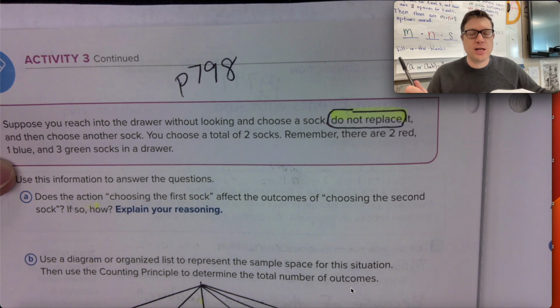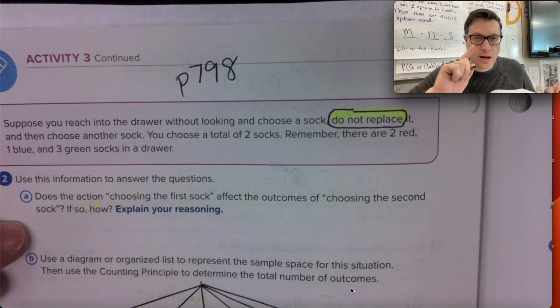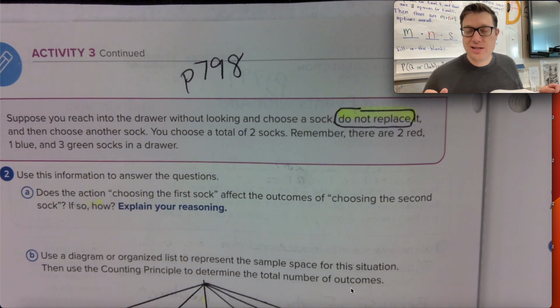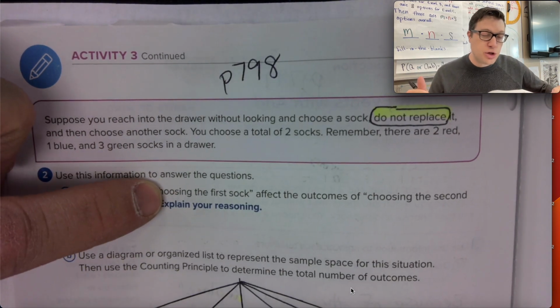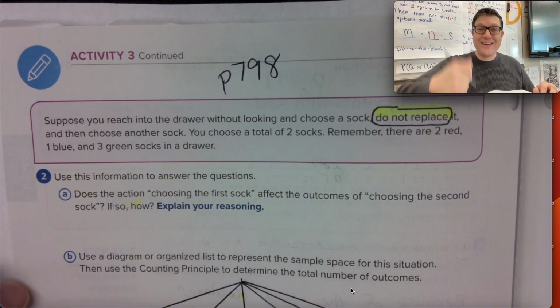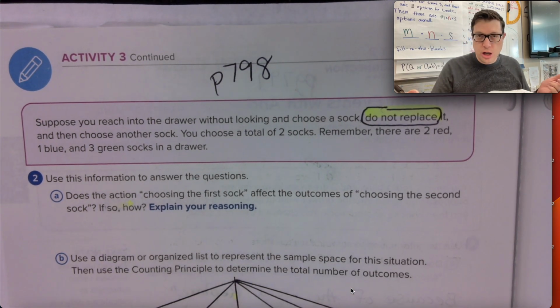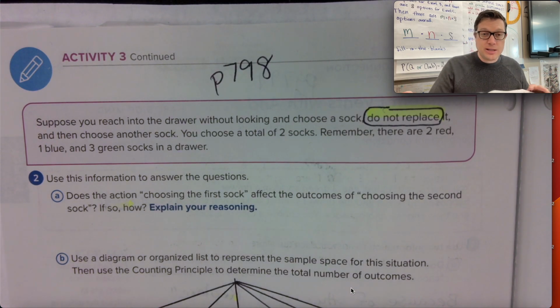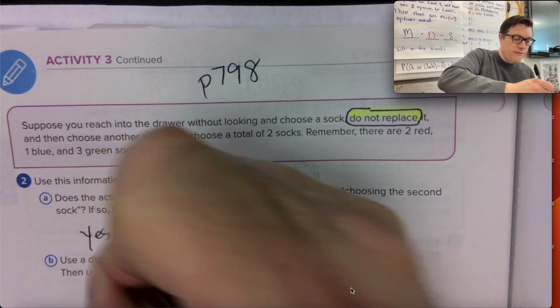But once we take that sock out of the drawer, it's going on our footsies, and we're going to draw a second sock to cover the other tootsies. And so therefore, we're not going to have the same probability every single time. Since the action of choosing the first sock is affecting the second choice, once you draw a blue sock, you don't have a blue sock to draw anymore. This is a dependent situation. Yes, the outcomes are affected.